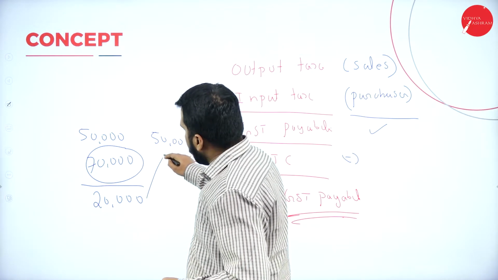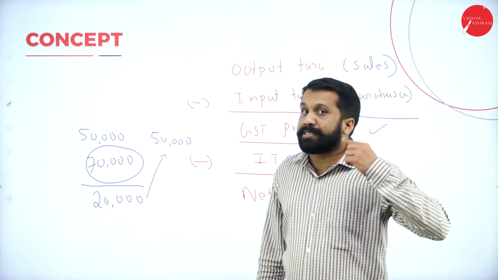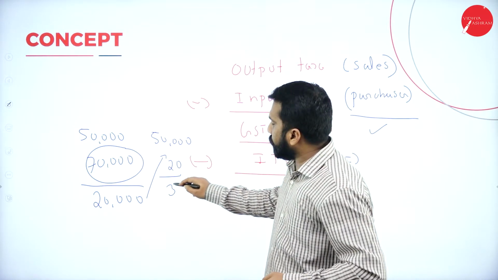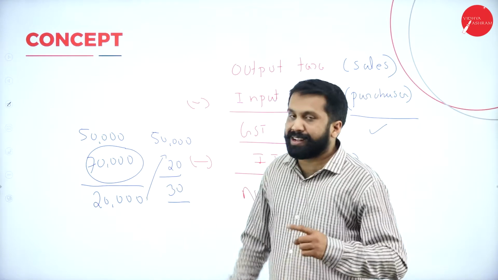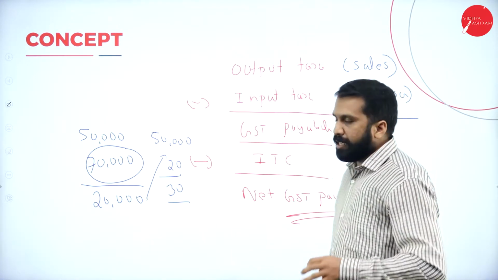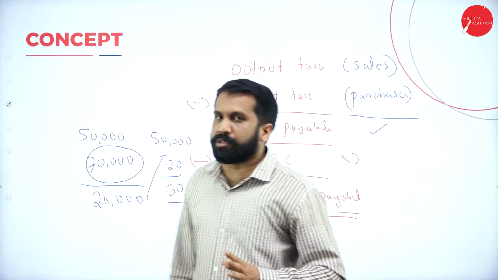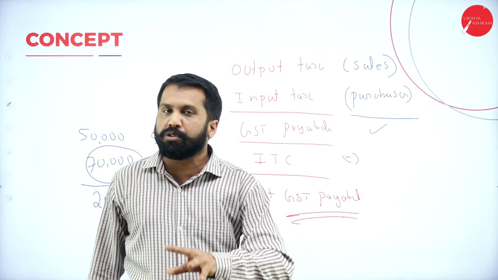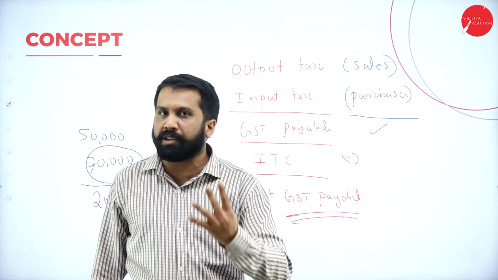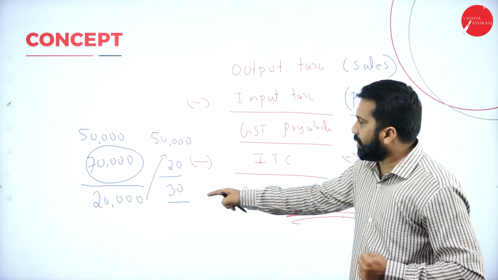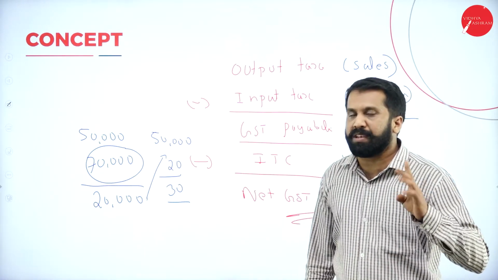Whatever extra you paid, you can adjust in your second year. Next year, you pay only 30,000 because 20,000 already you paid extra. This is called your ITC. Even in your GST also, whatever GST you paid extra, instead of 100 rupees, you paid 140 rupees. 40 rupees extra you paid.